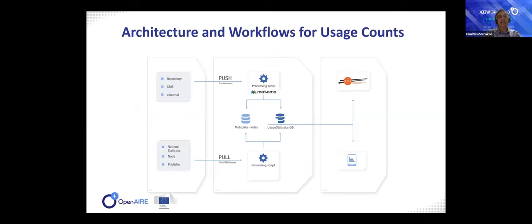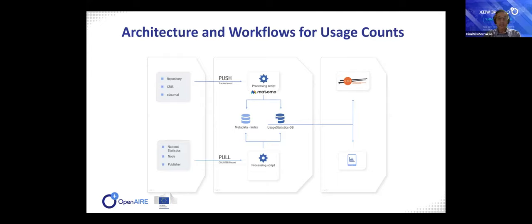And how do we do it? We have followed two approaches, two different workflows for usage counts. The first workflow is named push, which is used to collect usage events, views and downloads directly from data sources. We collect them and process them using some standard rules which are provided by the COUNTER Code of Practice directive. These rules allow us to remove, for example, duplicate records or non-legitimate traffic like robots or spiders. And we store these events in our usage statistics database.